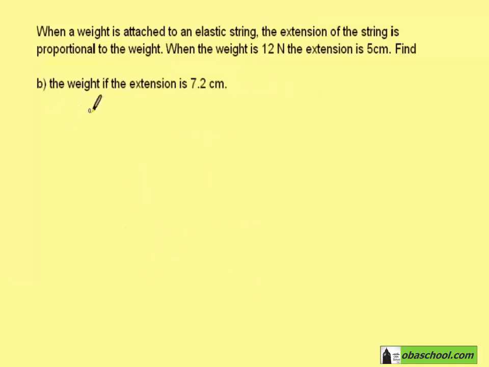We now want the weight if the extension is 7.2 centimeters. Note here, it doesn't matter which way round we put the ratio. We can write 5 centimeters is 12 newtons, whereas with part A, I started with the 12 newtons on the left and the number of centimeters on the right. Dividing both sides by 5 gives 1 centimeter is equivalent to 12 divided by 5 newtons.